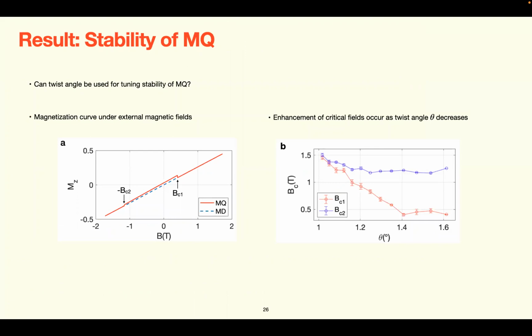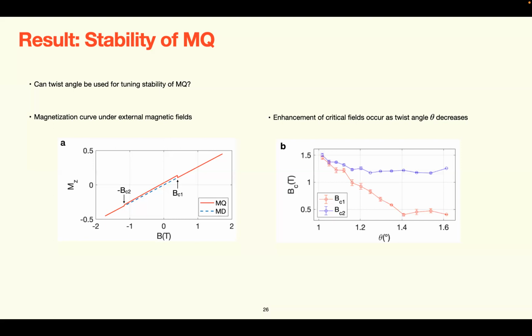So we analyze this stable meron state in more detail. In twist engineering, twist angle is a very important parameter. So here we thought that twist angle maybe can be used for tuning the stability of the stable meron state. Here I computed the magnetization curve of this meron state, and the red line represents the curve for the stable meron state. You see it shows some kink around this field.